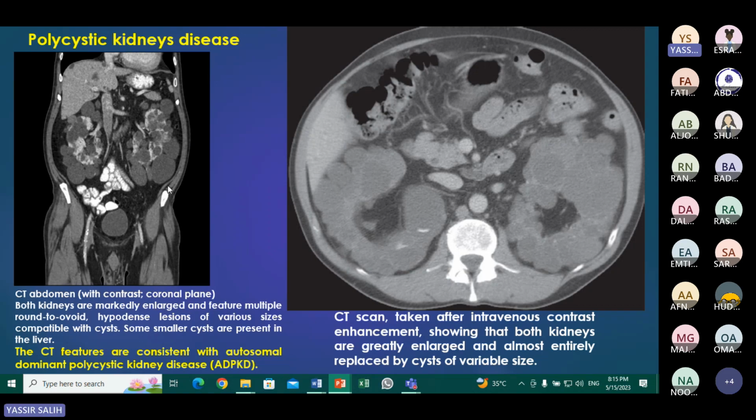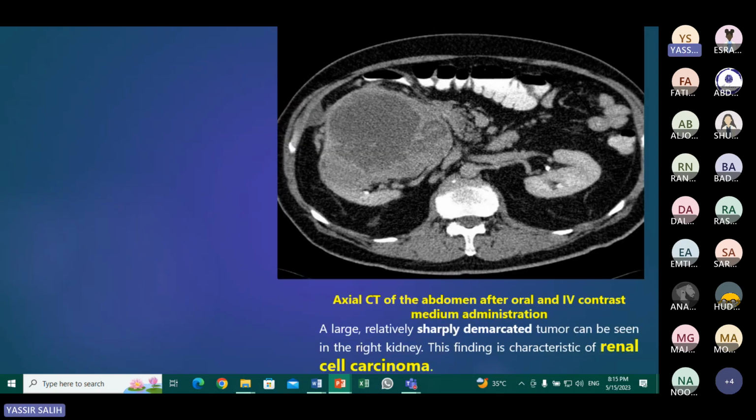So what is the diagnosis? Polycystic kidneys. Yes, autosomal dominant polycystic kidney. Also this axial CT demonstrates the same feature, multiple cysts. Of course the kidneys are also bulky, large kidneys with multiple cysts. All these rounded or ovoid lesions are cysts. This is autosomal dominant polycystic kidney.